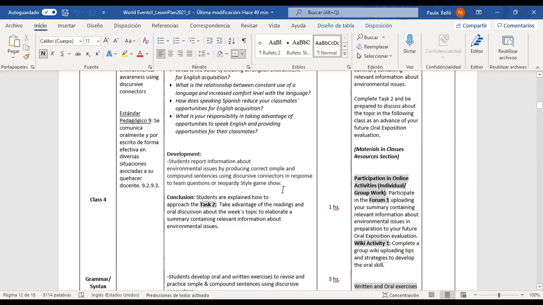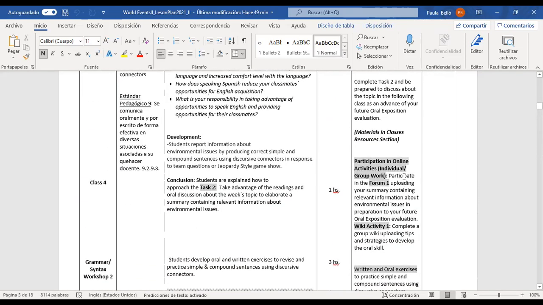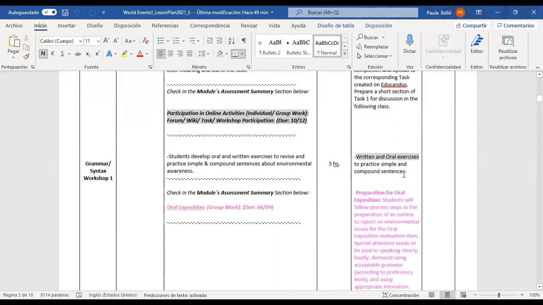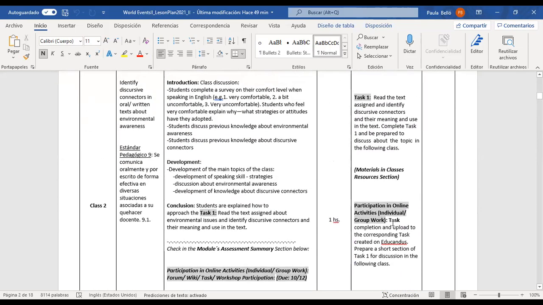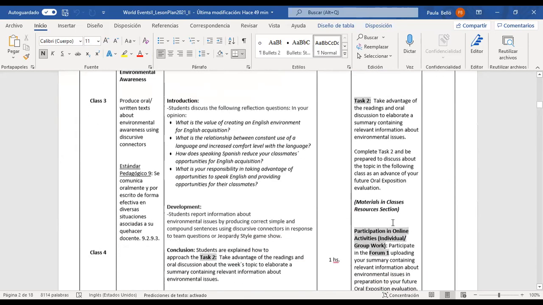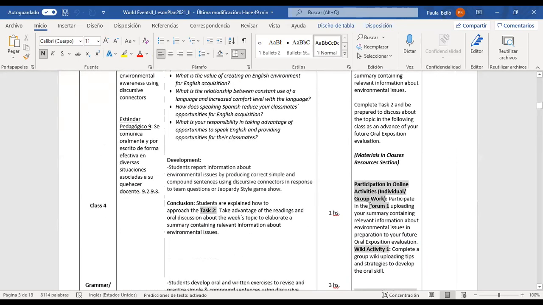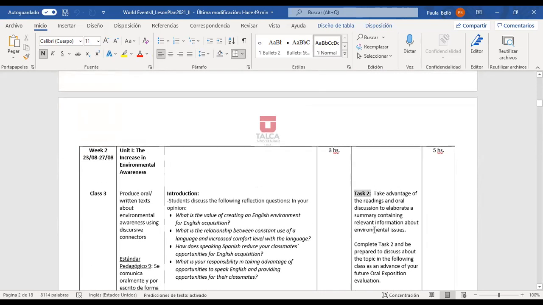El nombre genérico va a ser tarea, pero algunas semanas ustedes van a tener la tarea, ¿verdad? El simbolito de la tarea, y en otras semanas ustedes van a tener la tarea del foro o de la wiki. Yes? Girls? Okay. So it is up to you.